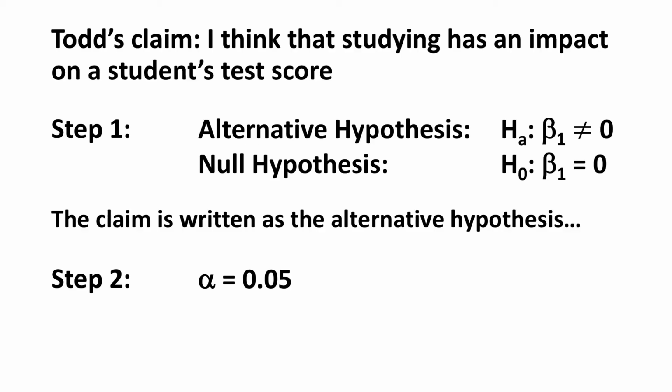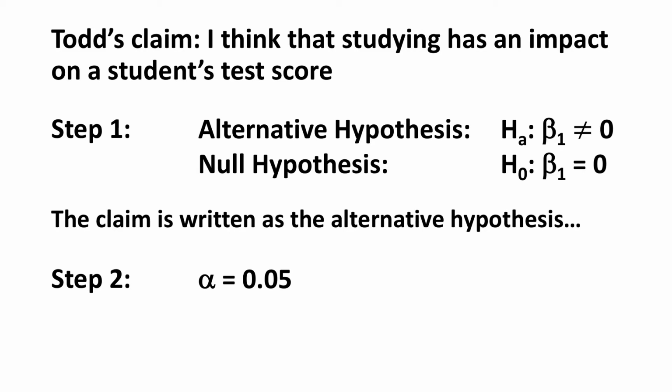So let's go through the 5 steps of doing a hypothesis test. The first step is writing out the hypotheses. My claim is, I think that studying has an impact on a student's test score. We often write the claim as the alternative hypothesis. So H subscript A is that beta 1 is not equal to 0. Whereas the null hypothesis, written as H subscript 0, is that beta 1 is equal to 0. If the null hypothesis is true, that means that the effect of studying on your grade is 0, or that there's no effect. But of course, my claim is that there is an impact. In other words, beta subscript 1 is not equal to 0.